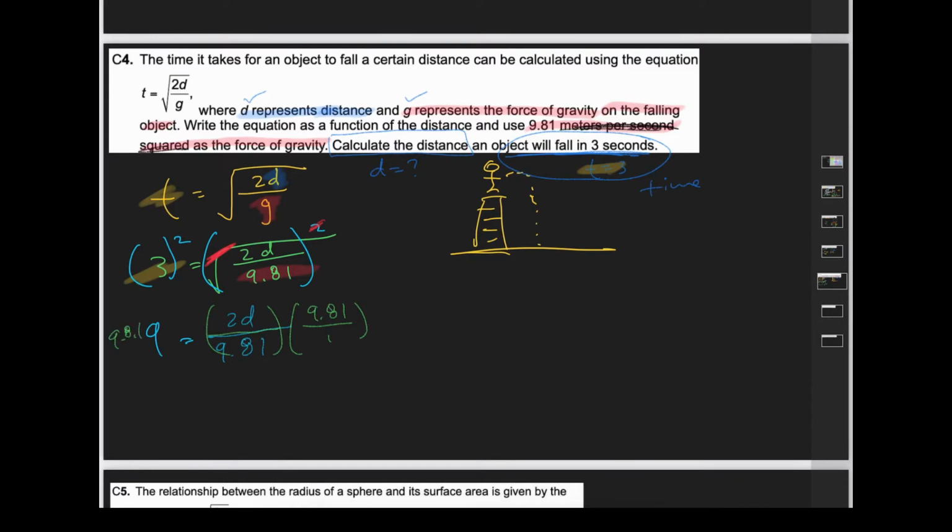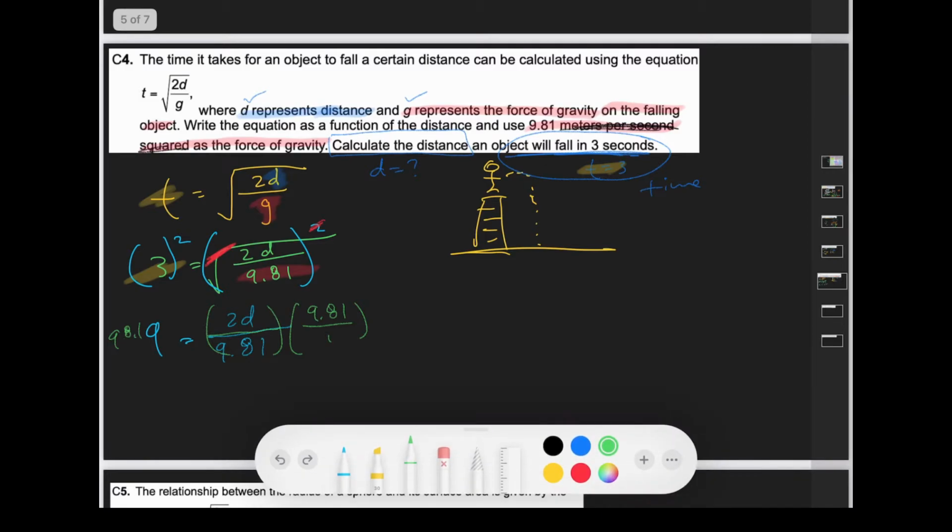Too many decimal points. Let's try that again. Okay, I'm going to multiply that, okay? These are going away, and you're going to be left with 2d times 9.81 times 9, which gives me 88.29. Okay?